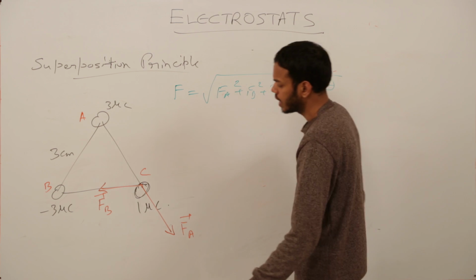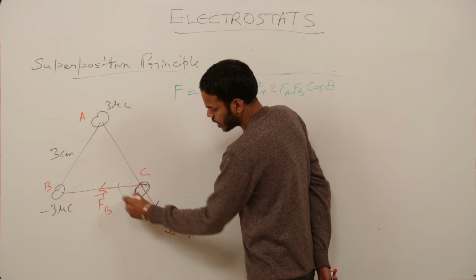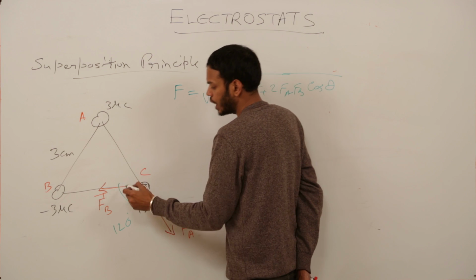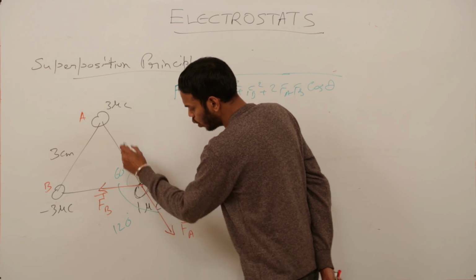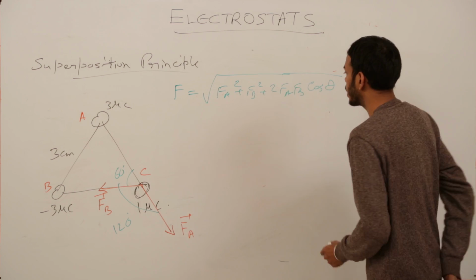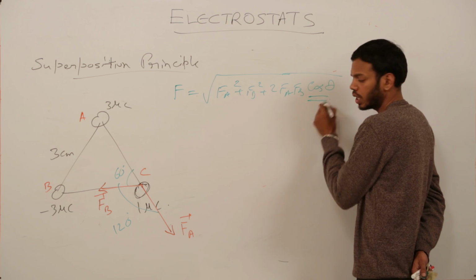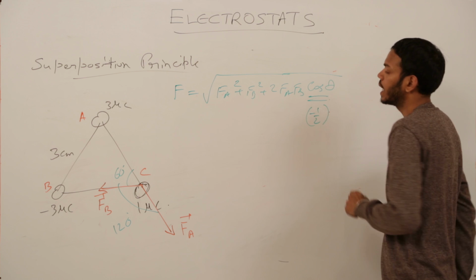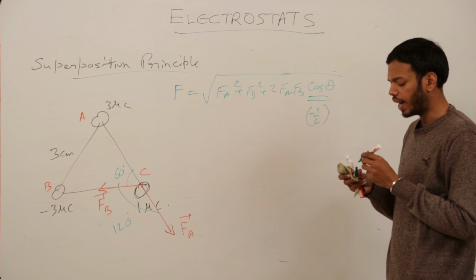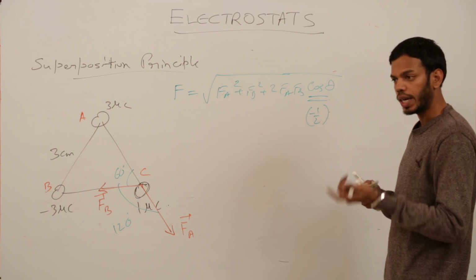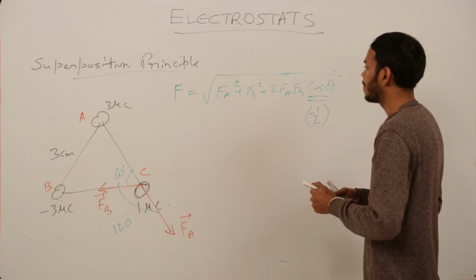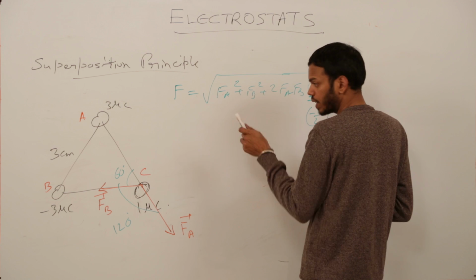What is theta here? What is the angle between these two forces? Right now it is 120 degree. How? It was an equilateral triangle, this was 60 degree, the whole thing is 180, that means that is 120. What is cos 120? Cos 120 is minus 1 by 2. If you have doubt how to find the values of cos 120, tan 300, sin 300, I'll tell you a technique. But first let's finish it off.